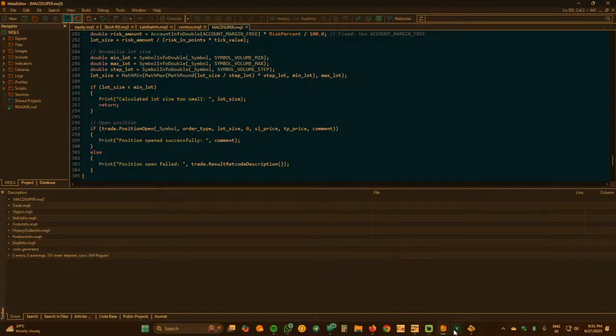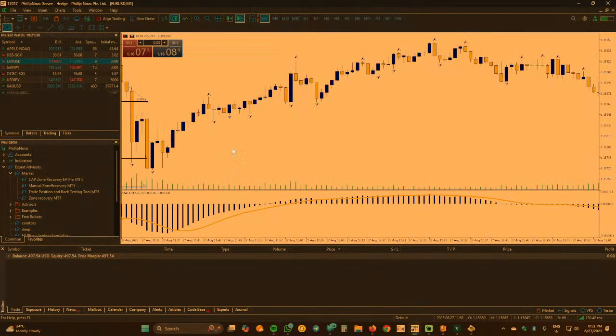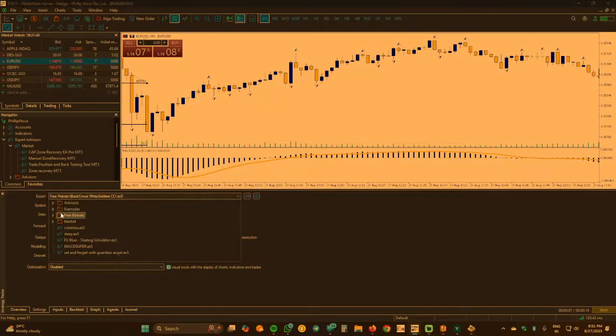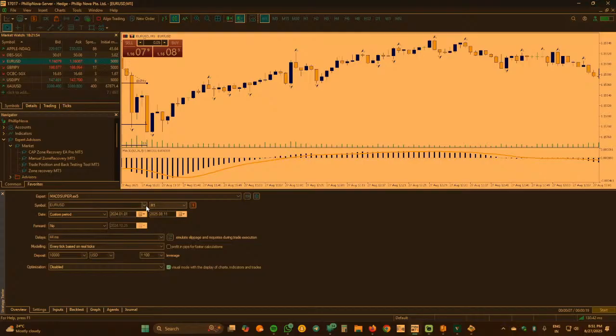Okay, that has compiled, thankfully. So we'll be going to our expert advisor. We'll test the expert advisor. Where is it? MACD super, H1 for the last year. We'll do the same time period, custom period until today. So we'll be using the same setup which I had put on MT4 and test it.